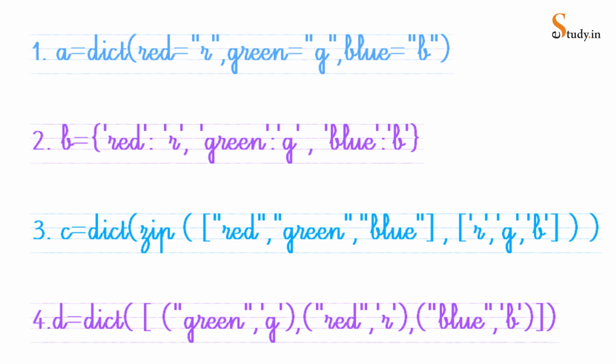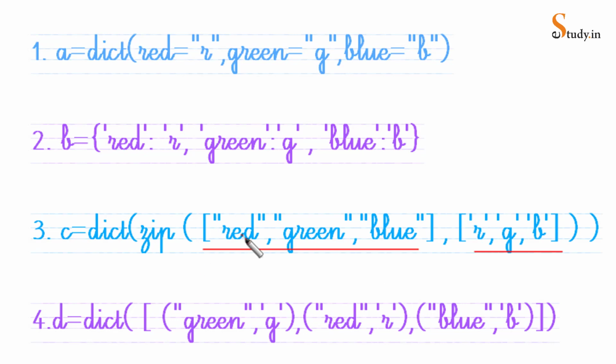One is this and one is this. Okay, so see, we are passing two lists here, this and this. So what the zip function does is it basically picks up the first value from the first list and the first value from the second list and it pairs them. So now this becomes the key and this becomes the value.